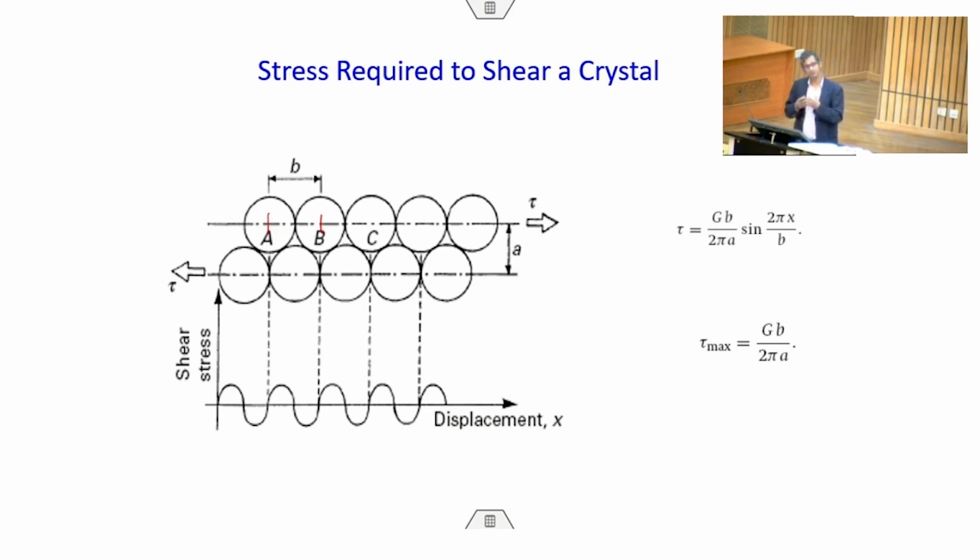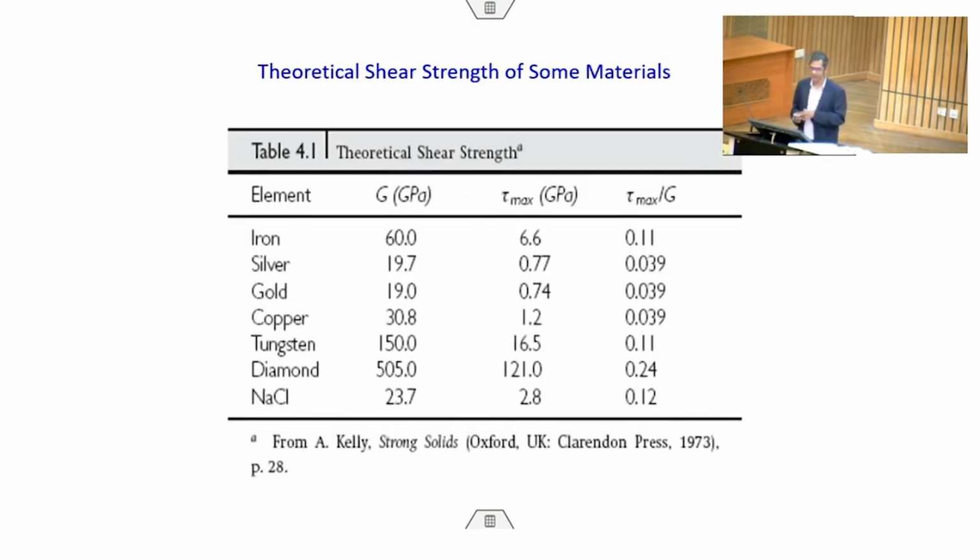That means materials actually break at a much lower stress. So then what is actually happening? Why is there a gap between the measured value and the theoretically calculated value based on this model? That is due to the defects in the material. The theoretical shear strength of materials like iron, silver, even diamond and sodium chloride is extremely high, and impossible to reach. This was tabulated by Kelly in his classic book Strong Solids, showing the values you should get if you apply that formula.